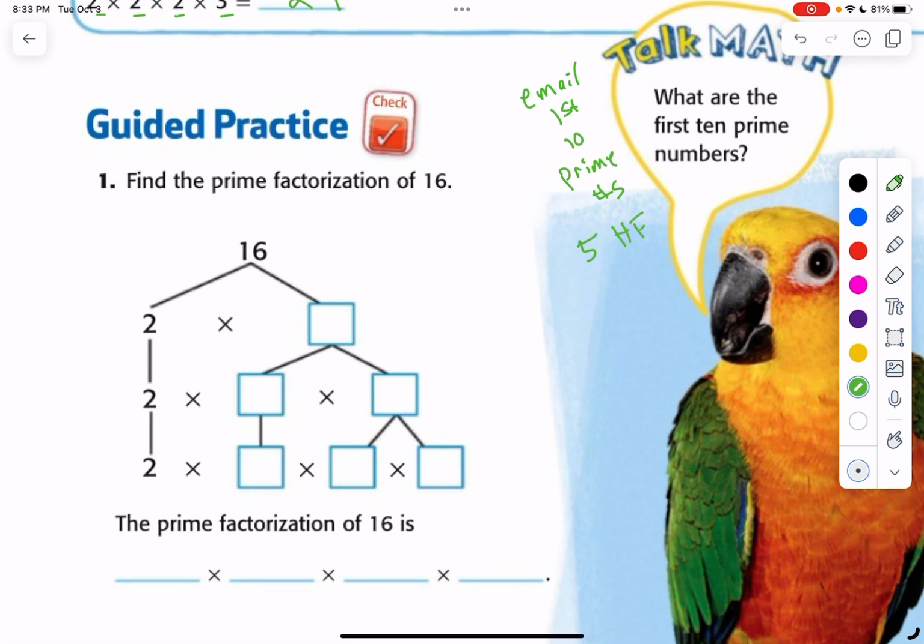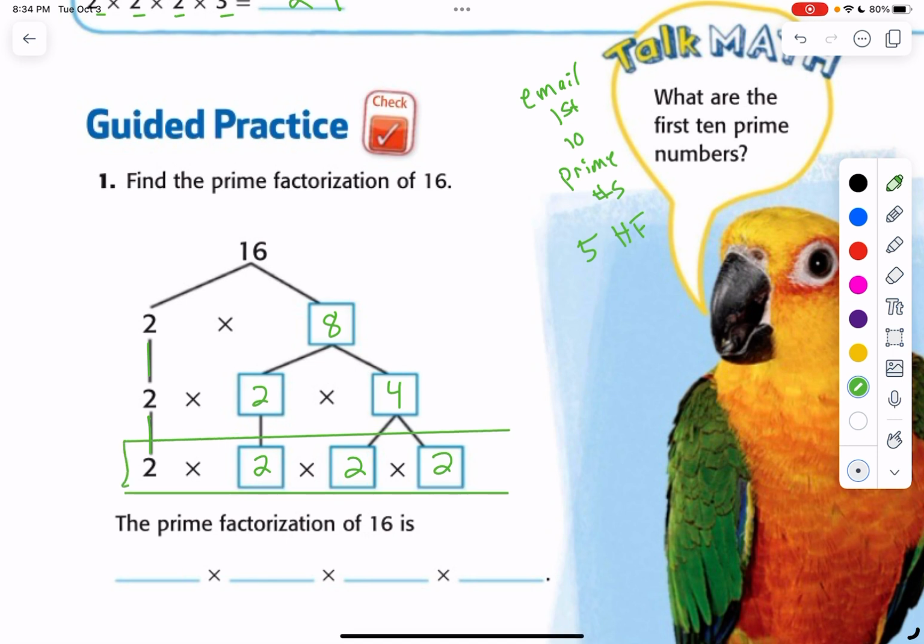Now, 16. 2 times what is 16? That would be 8. 2 is prime, so we bring that straight down. 2 times 4 is 8. Bring the 2 down, it's prime. 4 is composite. We could rewrite that as 2 times 2. Look at that, that's a fun one. 2 times 2 times 2 times 2.